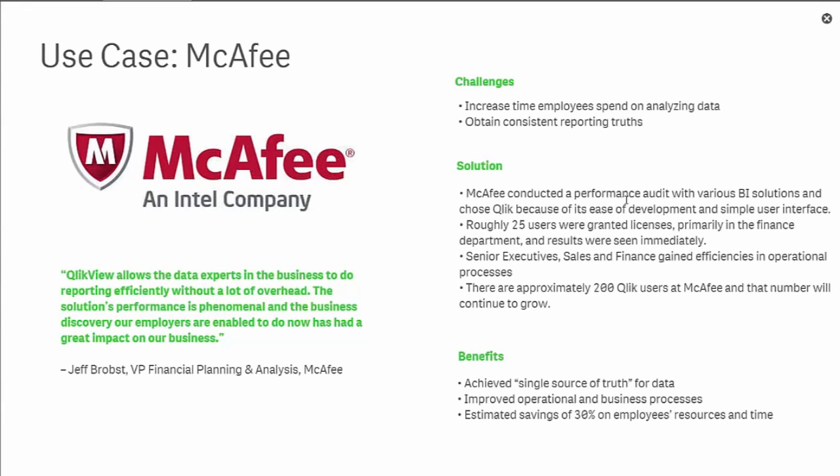This particular use case is very well documented, and I spoke with Jeff from McAfee several years ago, and his story is very similar to mine. The capabilities of Click have brought the finance department, the financial planning and analysis department, a tremendous amount of value, and that value has then been extended to the rest of the organization. Go to click.com and search on McAfee, and you can find out plenty more about this particular use case.